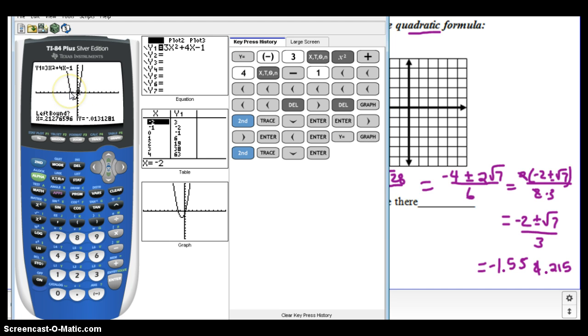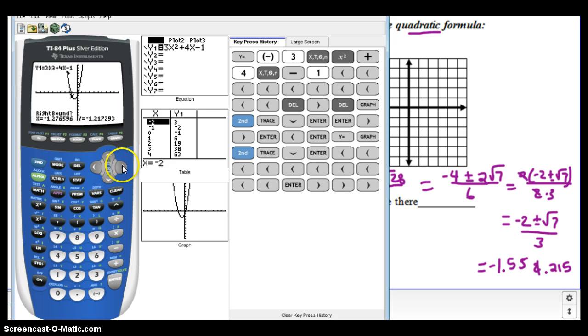The first one I want you to find is this one. And you want to go to the left of that 0. So the graph is always analyzed from left to right. So for this 0, the left is here. And we hit enter, and then past it, which would be to the right of that 0, and we hit enter. And then you guess by bringing it close to that spot and hit enter. And you can see we have negative 1.55 if we rounded up. Go ahead and try the second one if you need to, and make sure you get 0.215.